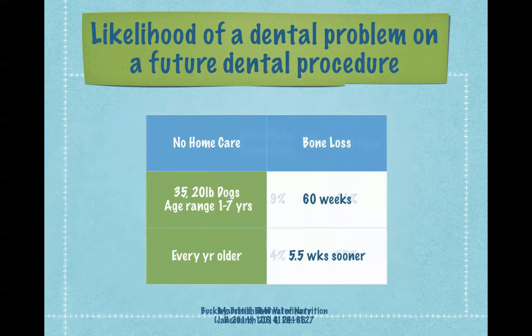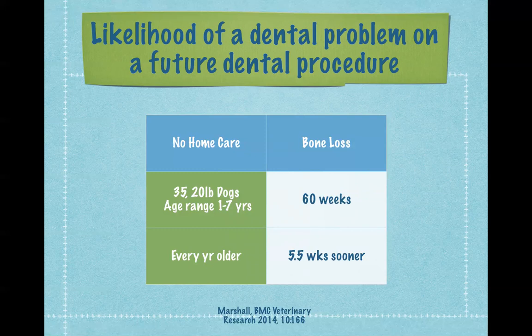So interestingly, they did a study of dogs that they didn't want to do any home care. These were 35 20-pound dogs, and all of these 35 dogs that were aged 1 to 7 changed from gingivitis, so they started with a clean slate with the dental cleaning, and they monitored them, checked on them every 6 weeks, and it changed to bone loss, some periodontitis of some sort, in 60 weeks. So every single one of them had some bone loss in 60 weeks.